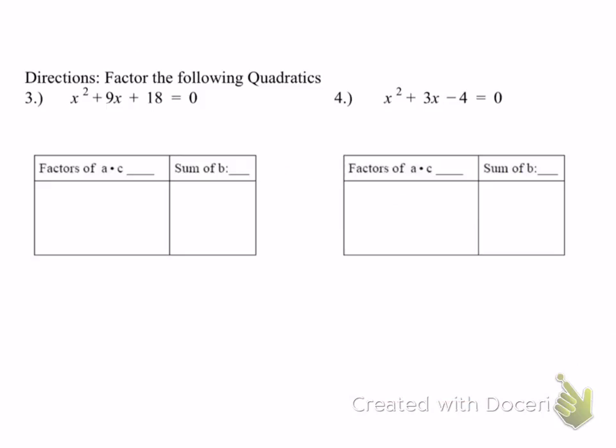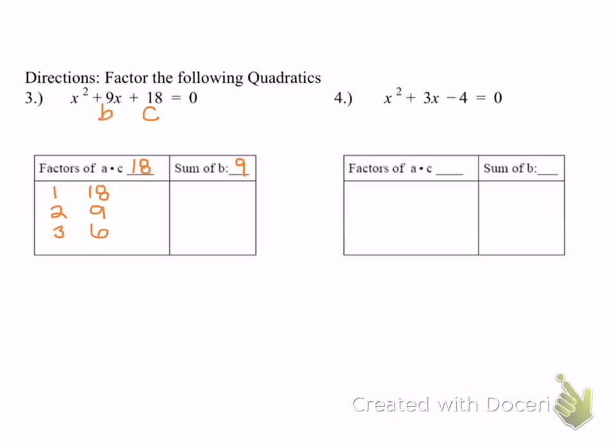Here's our next one. I made these boxes for you to help guide you to what you need to do. We need to find factors of c. That's our first thing. Remember, this is b, this is c. We need to find factors of 18 that add up to 9. Let's look at factors of 18. We've got 1 and 18, we've got 2 and 9, and we've got 3 and 6.